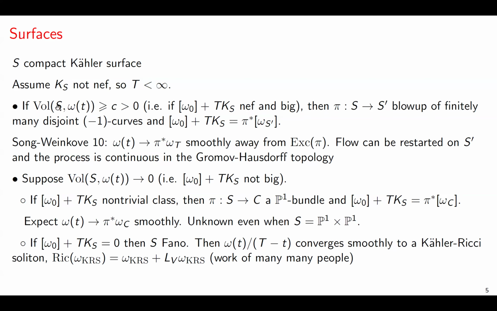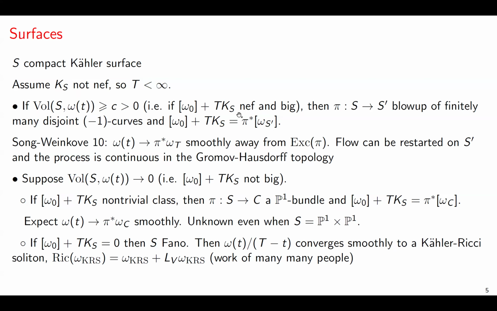So this can happen. And this means that if I look at the limiting homology class, which is the initial plus big T K_S, this limiting class is nef and big and not Kähler. So this can actually happen. And then it's not hard to see that in this case, the surface contains finitely many disjoint -1 curves that you can blow down. So it's the blow up of another smooth surface S prime. And the limiting class is a pullback of a Kähler class from S prime.